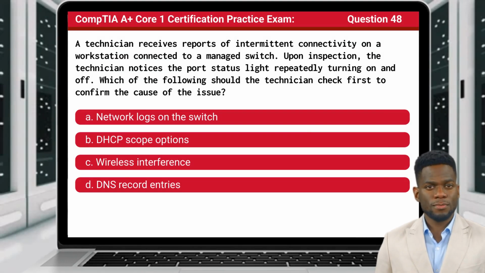Question 48. A technician receives reports of intermittent connectivity on a workstation connected to a managed switch. Upon inspection, the technician notices the port status light repeatedly turning on and off. Which of the following should the technician check first to confirm the cause of the issue?